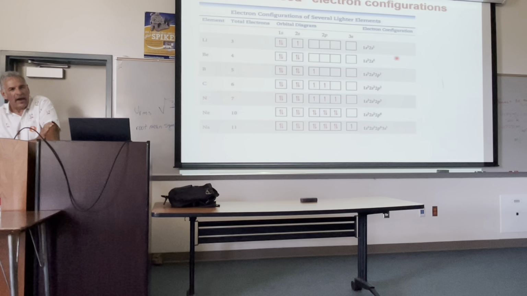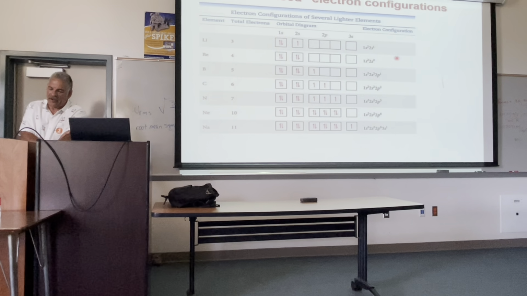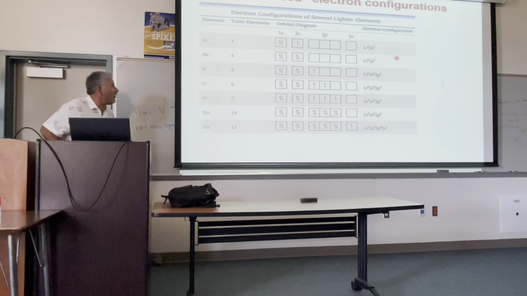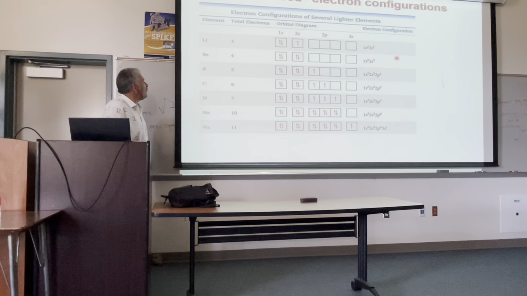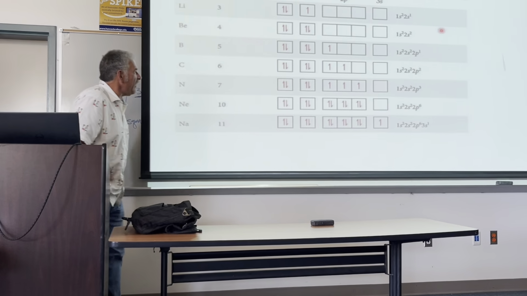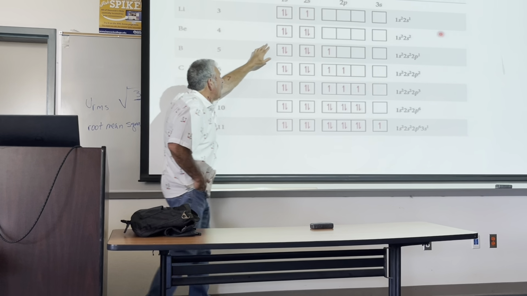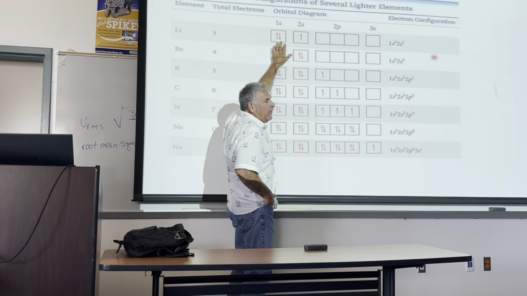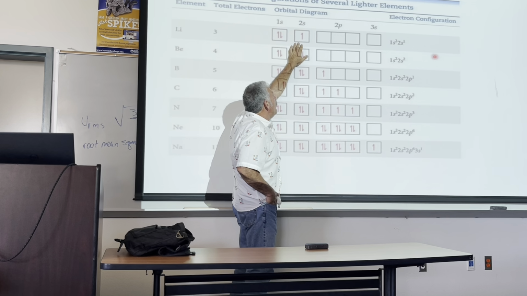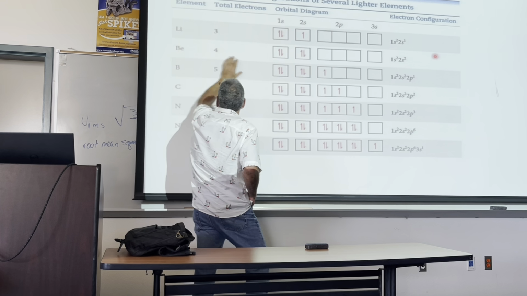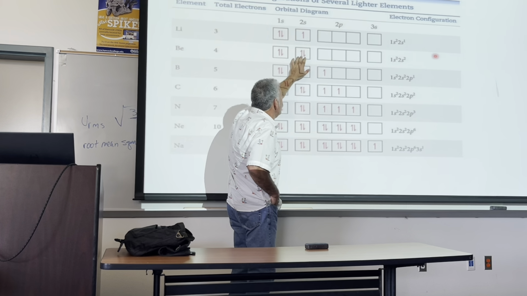We also have a way of creating a shorthand for filling out elements, right? So if we want to take lithium, we're going to give it 3 electrons. We fill the 1s orbital first with the first 2, and then we add 1 to the 2s. Then we're going to do beryllium: 1, 2, 1, 2.